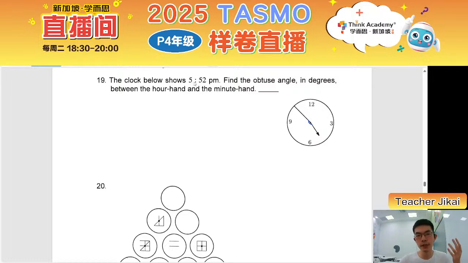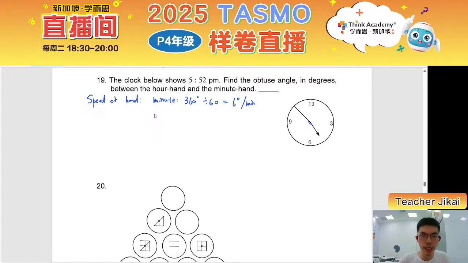For the clock problem, the first thing for us to do is to get the speed of the hand. So do you still remember the speed of the hour hand and the speed of the minute hand? For the minute hand to turn around, it will turn how many degrees? 360 degrees, right? And it will take how many minutes? 1 hour, so 60 minutes. So you can see it is 6 degrees per minute, right?